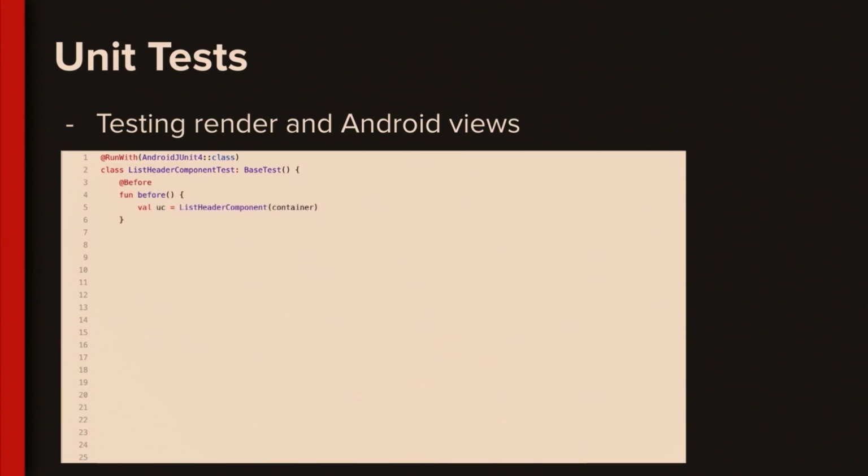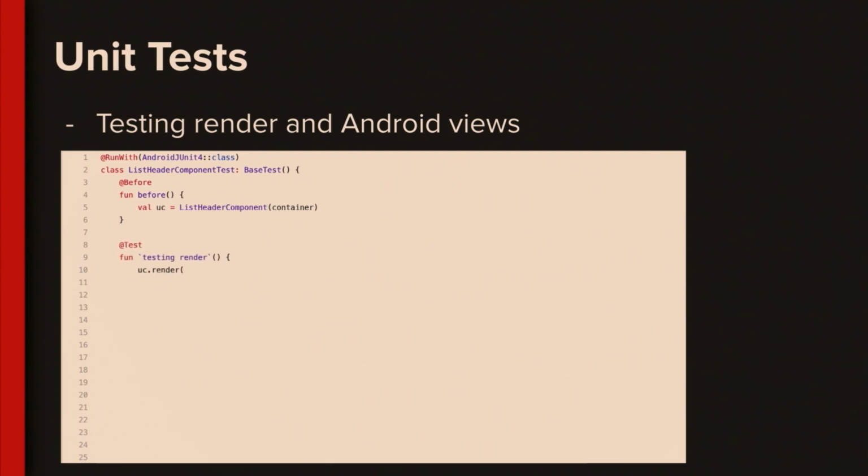Here we are going to use the same component that I was using in the previous examples. We are going to instantiate that component. Here there are no dependencies. We don't care about fragments, we don't care about lifecycle, we don't care about activities. It's just an instance of an object. And then we are going to test the render.